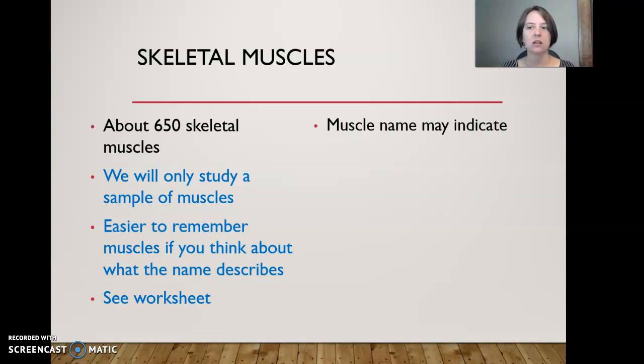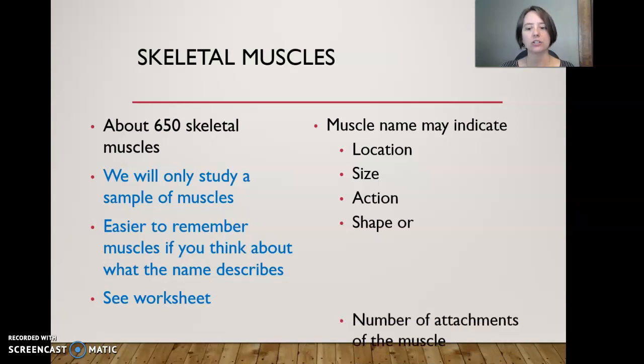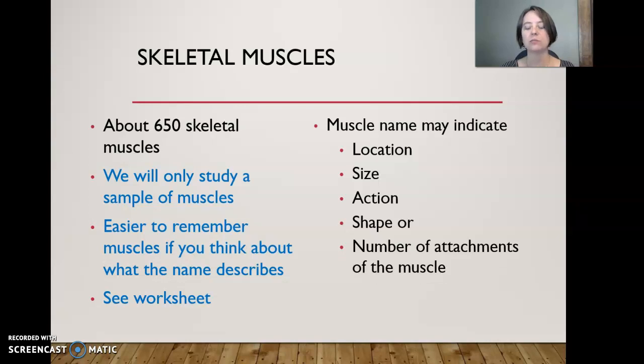And there was one worksheet we talked about that has muscle names, and that they may indicate location, where the muscle is. They may indicate size. Is it a small or is it a large muscle? They may indicate what action it does. Is it an abductor? Is it an adductor? It may indicate the shape. Is it shaped like a delta or a triangle? Is it shaped round? Or is it flat and large? Another one is the number of attachments of the muscle.